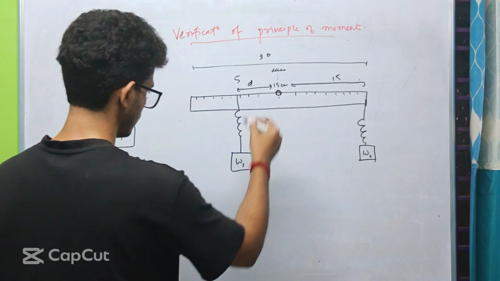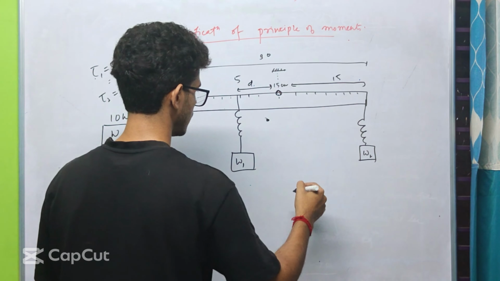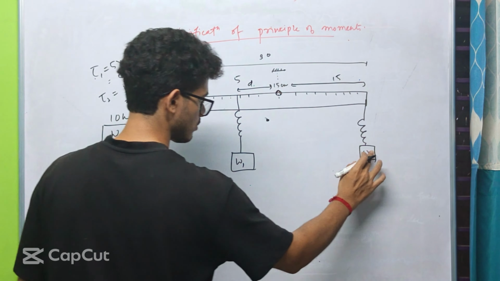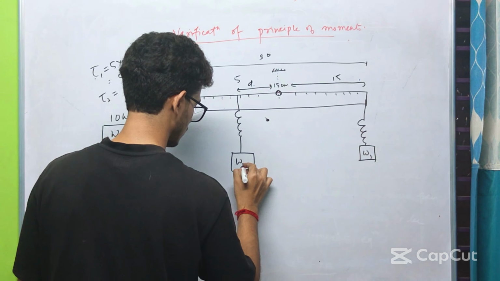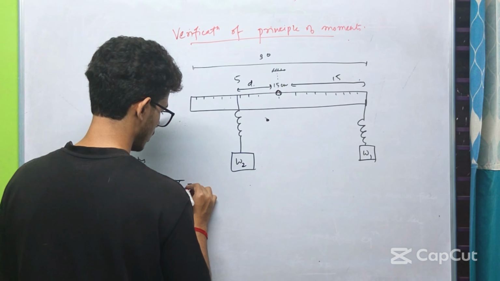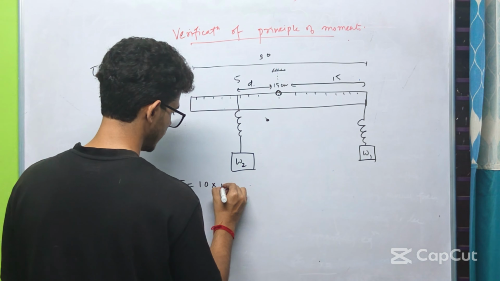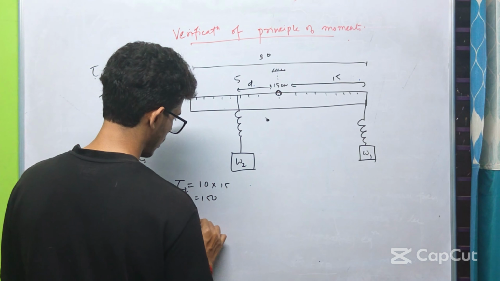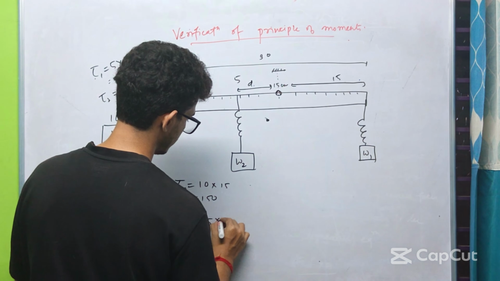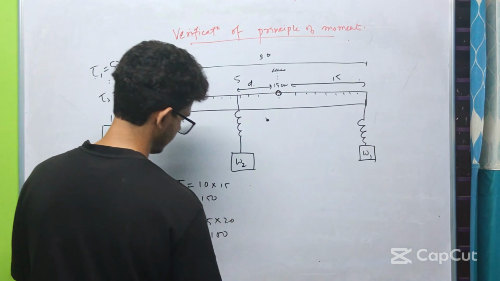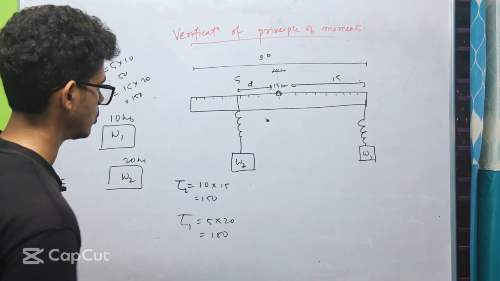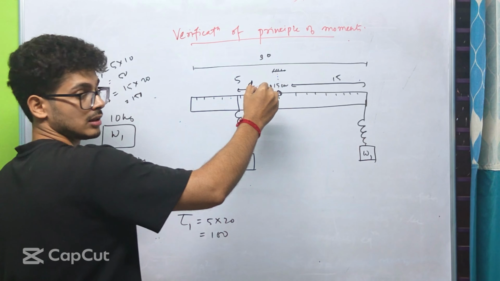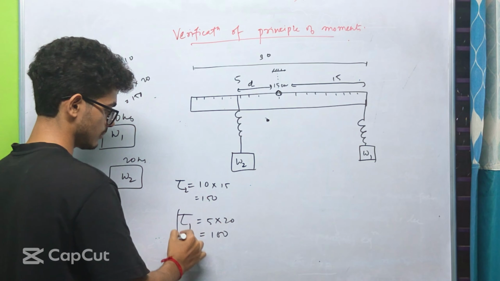Now put this weight here. Okay, put this weight here. This will be tau 2 will be 10 into 15, 150, and tau 1 will be 5 into 20, 100. Still tau 1 is lesser than tau 2. That means we have to change the d of this side so that we can balance both these sides.